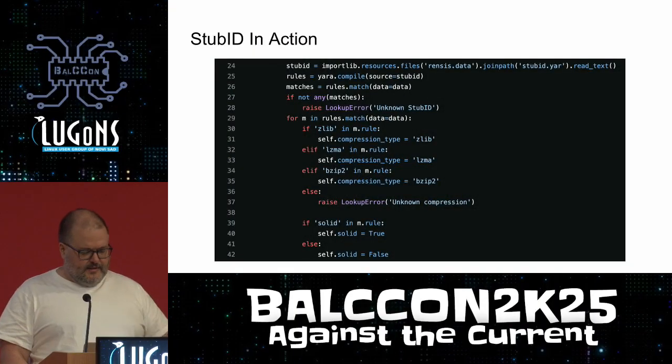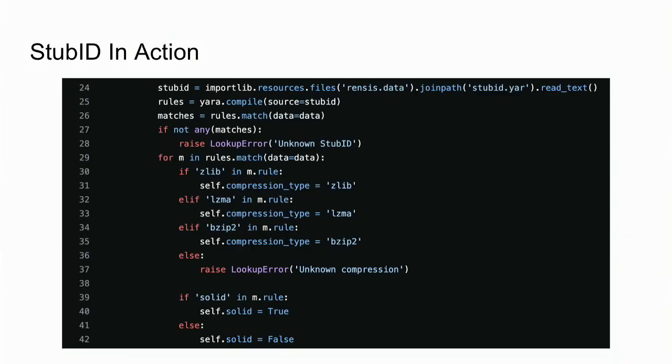So stub ID, and this is how I'm using it, I use the stub ID result, which is a set of YARA rules. I think it's like 40,000 or more YARA rules, and then it lets me know whether it's zlib, LZMA, bzip2, solid or not.